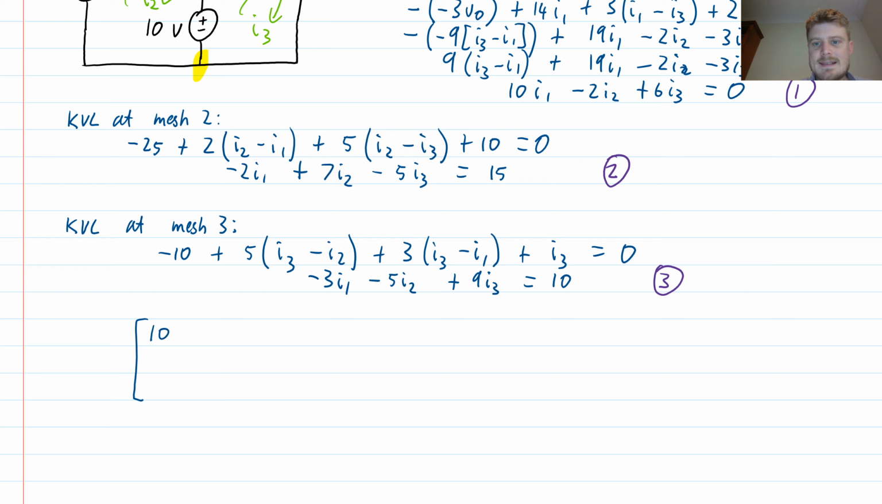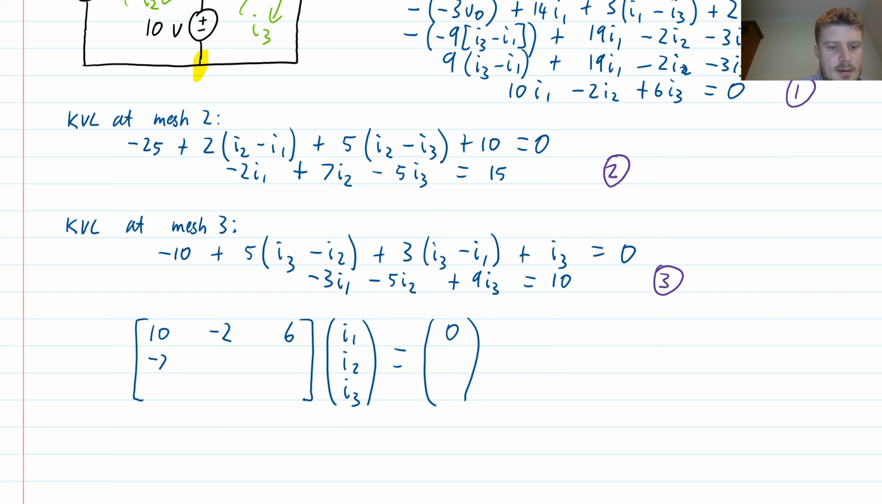So I have 10 times I1, a minus 2, and a 6. So this is from equation number 1. That one is multiplied against these variables, so they are I1, I2, I3, and the right-hand side was just a 0 there, so that's equation 1. Equation 2, minus 2, 7, minus 5, and 15. And then finally reading off from equation 3 will give me these numbers.